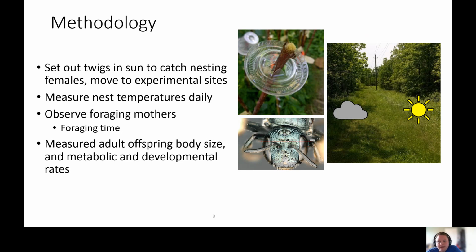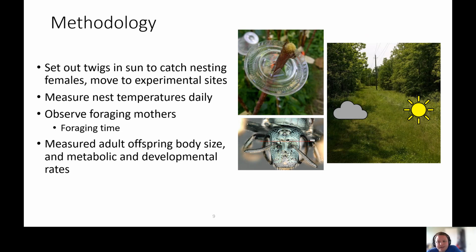To test my hypothesis that body size differences are caused by metabolic responses to temperature, I used those methods to trap nest C. calcarata females and randomly assign them to either a sunny or a shady experimental site.